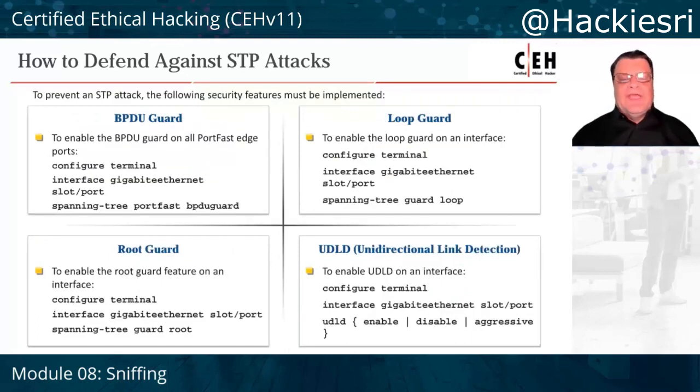How to defend against STP attacks. To prevent an STP attack, the following security measures must be implemented. Number one, BPDU guard. To enable the BPDU guard on all port fast edge ports, follow the commands listed. Another thing, root guard. To enable the root guard feature on an interface, again, we have the commands listed. Loop guard. To enable the loop guard on an interface, again, commands are listed beneath that. And finally, UDLD, unidirectional link detection. To enable UDLD on an interface, again, you can use the commands listed.